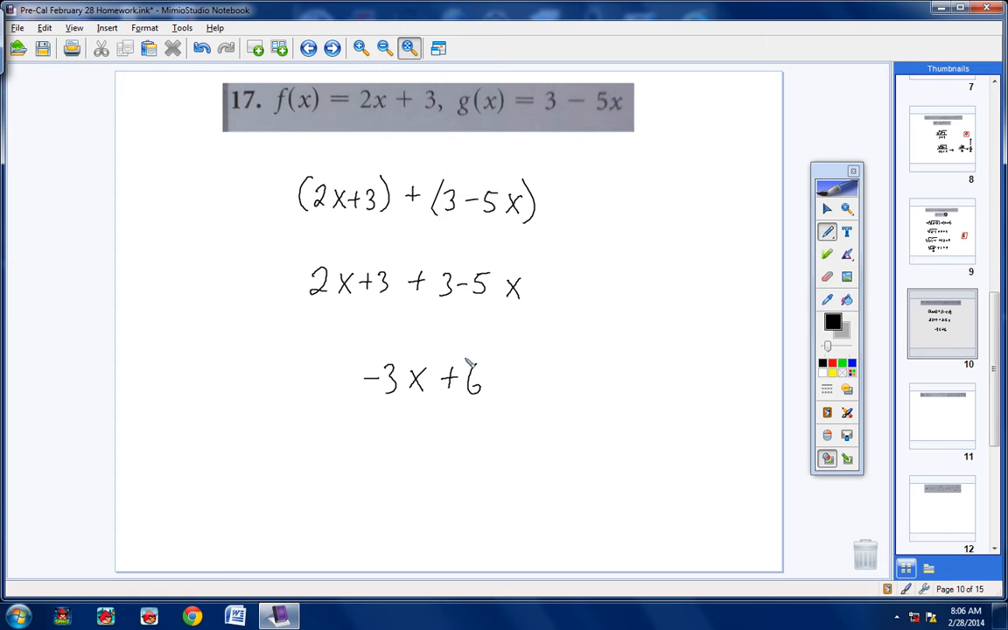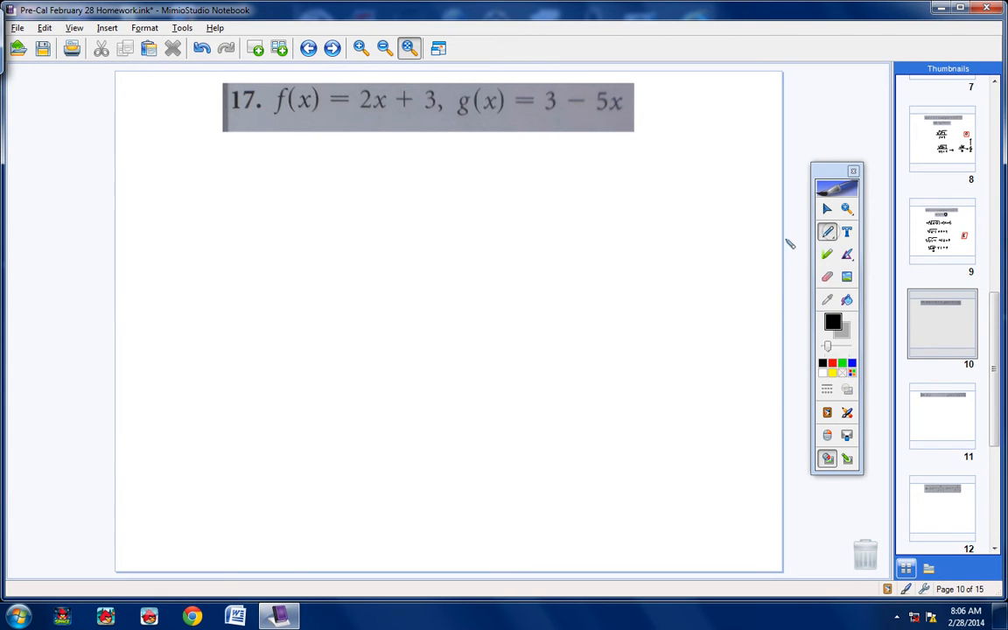Negative 3x plus 6. Okay? All right, now the next thing in the directions they ask us to do is subtract f minus g. So here's my f function minus, here's my g function. Now, this group stays the same. This group over here, this negative sign, changes their signs inside the parentheses. And now we combine like terms.